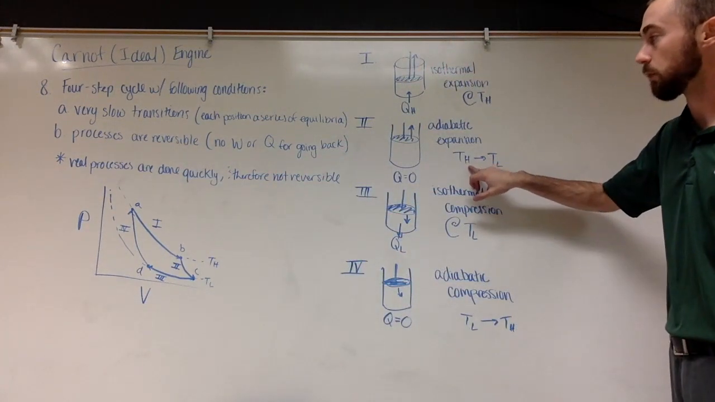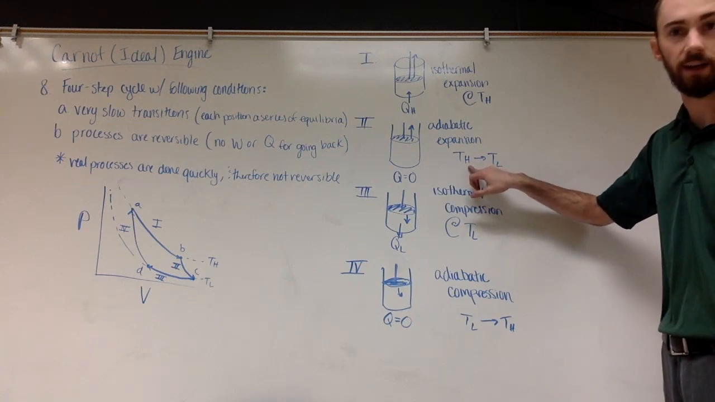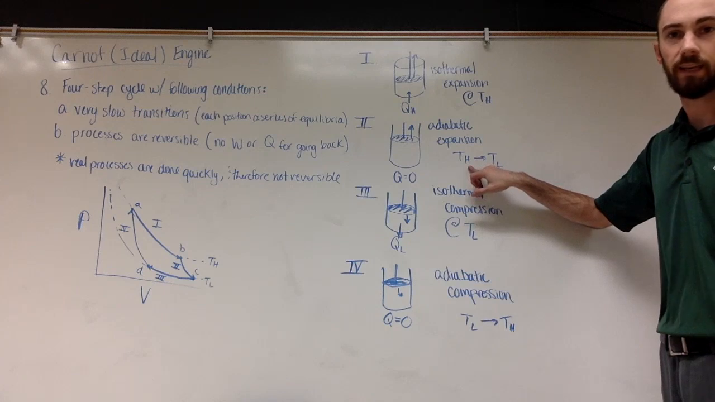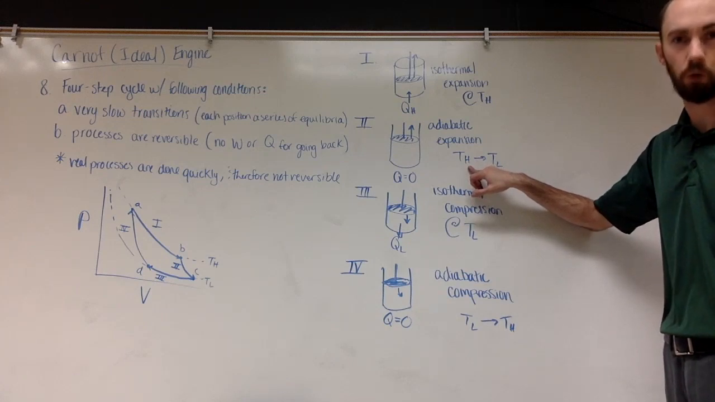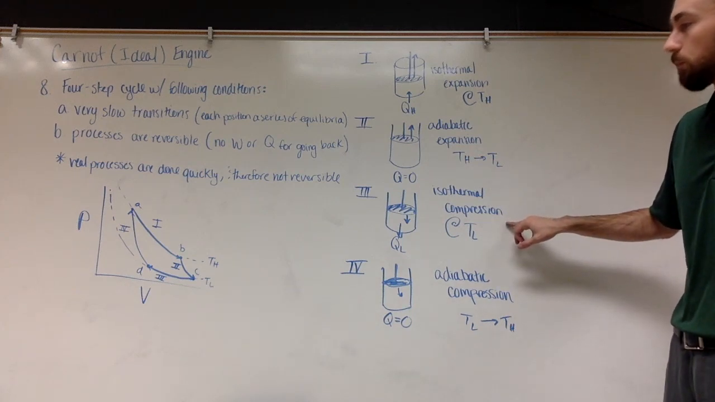The next step, and notice that when it adiabatically expands, its temperature is going to drop because we've no longer added heat, but it's done work, meaning delta U has got to be negative because work is negative and there's no Q. Next, what we've got is isothermal compression.